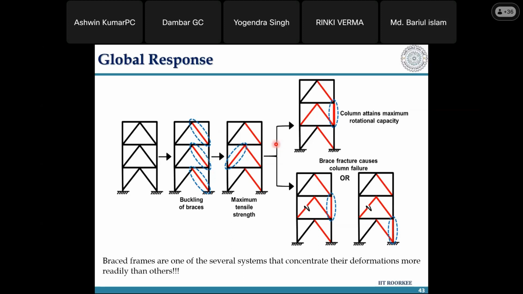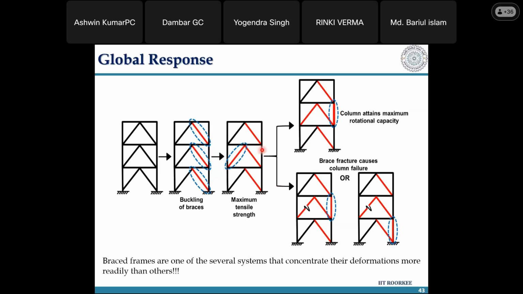What I was mentioning with respect to global responses is that the brace here, once it starts to buckle, buckling happens very early, right? And tension yielding, as I said, happens at around, let's say, 1% drift. So at 0.3% interstory drift, if it is a low-rise structure, almost all the braces undergo compression buckling. Whereas at around 1% drift, the yielding in the brace occurs.